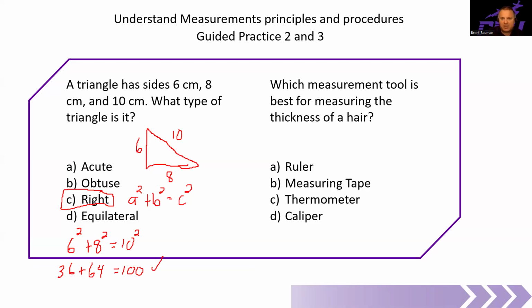So it's talking about the thickness of a hair. If we look at our options, ruler, measuring tape, those are going to be pretty hard to use for the thickness of a hair. Thermometer, going to give us the temperature. And then we have a caliper, which you can get pretty fine. So that would be our best option. It's just, again, more of a reminder to think about some of these tools and maybe refresh on them. Okay.